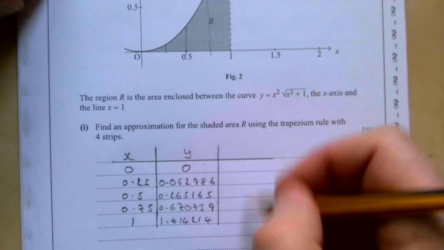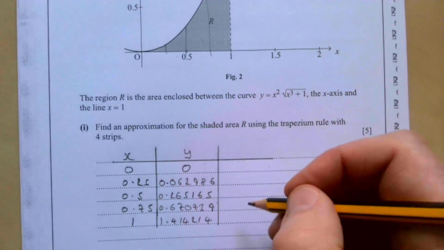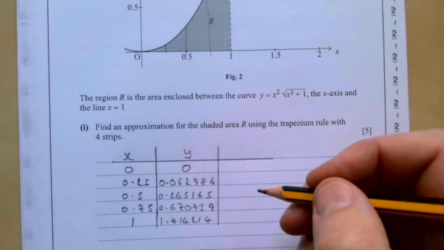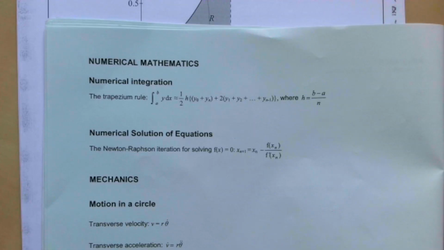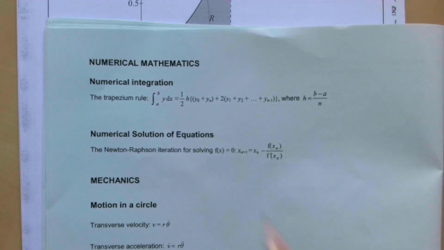Now people do this with different methods. The method I do is I normally work out most of the bit of the trapezium rule here. I'm going to try and find the trapezium rule here for you. So let's take a look. So here it is in the formula booklet. So we have this here.